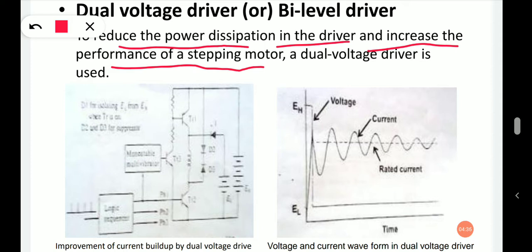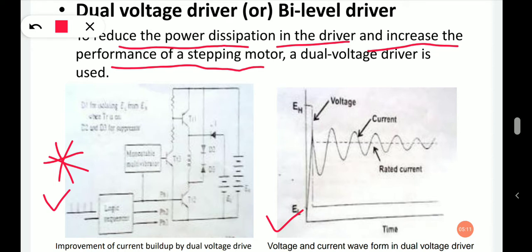The scheme for one phase is shown in the figure. There are two figures. The first is for improvement of current buildup by dual voltage drive, and the right side figure is for voltage and current waveform in the dual voltage driver. In the first figure, for one phase, this is given.